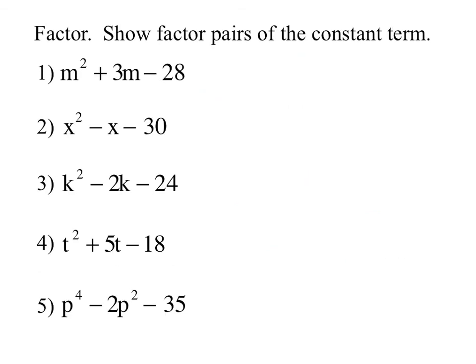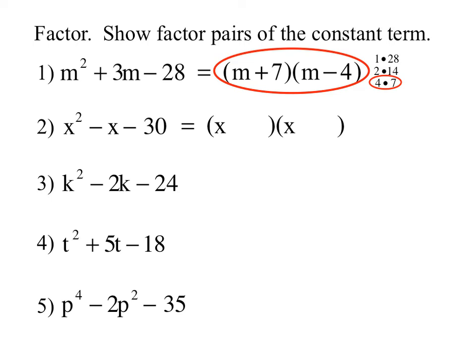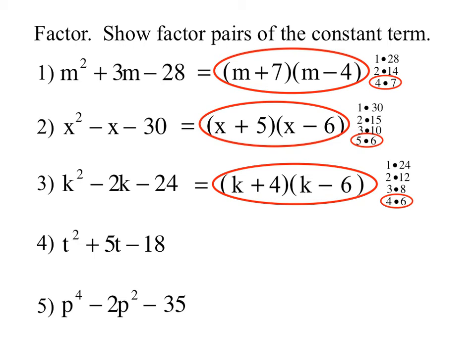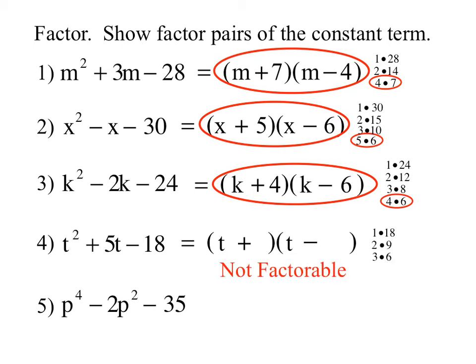We've got more that you can practice, and then check your work. Number 1 is m plus 7 times the quantity of m minus 4. Number 2 is x plus 5 times the quantity of x minus 6. Number 3 is k plus 4 times the quantity of k minus 6. Now remember, every once in a while, you may get a not factorable. There's no numbers in all the factors of 18 that will add or subtract to 5.